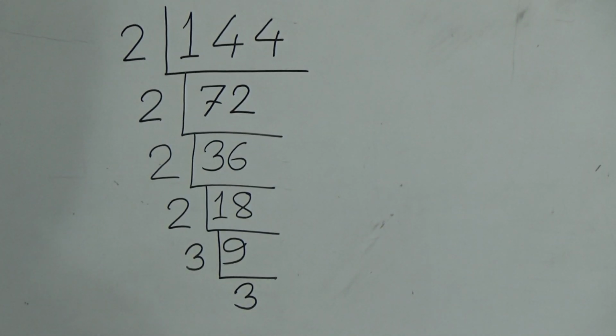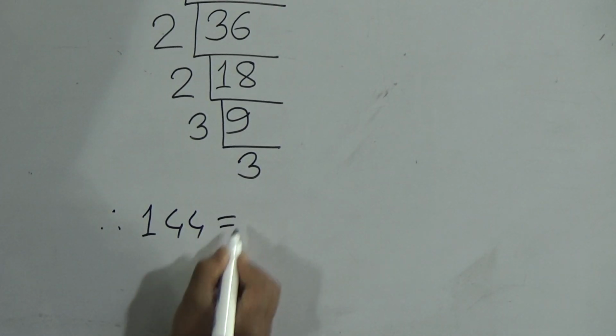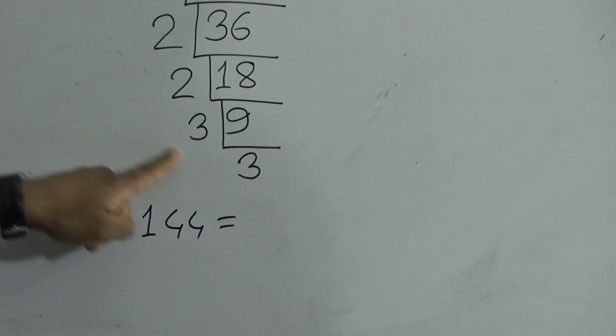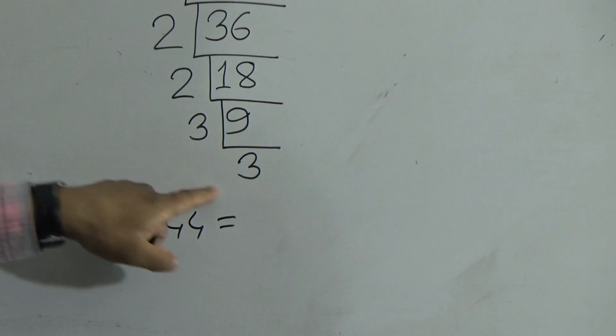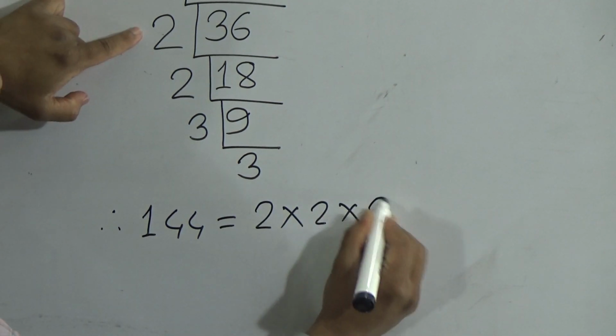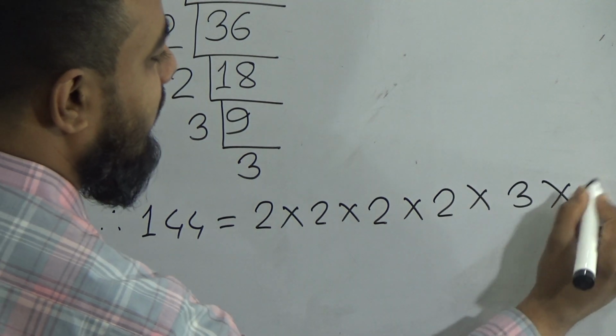Now how can we solve the problem? How can we determine the square root number? We need to find out the square root number of 144. So you can write down, therefore, by resolving, 144 equals the product of these prime numbers. It's 2 multiply 2 multiply 2 multiply 2 multiply 3 multiply 3.